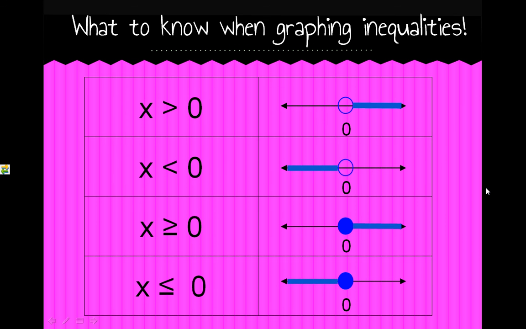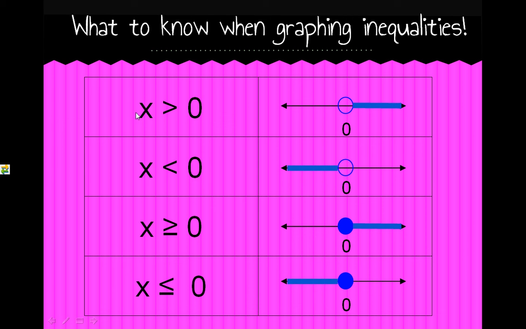Okay, now we're going to look at graphing inequalities. If you look at these first two examples, I use 0 just as a number to represent what we're doing because it's just easy to work with. Yeah, it could be any number, of course. So let's say that we are graphing x is greater than 0.